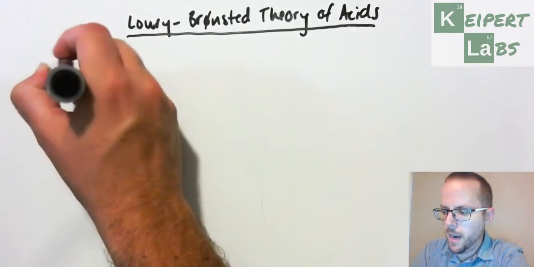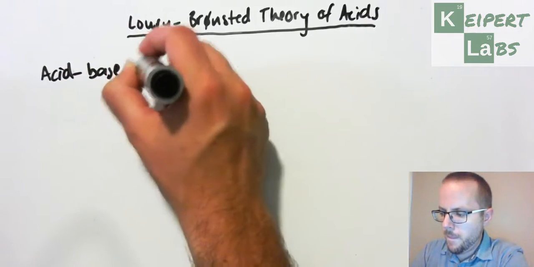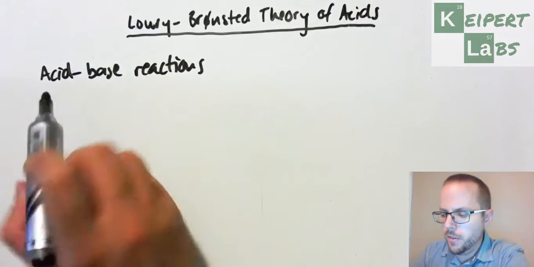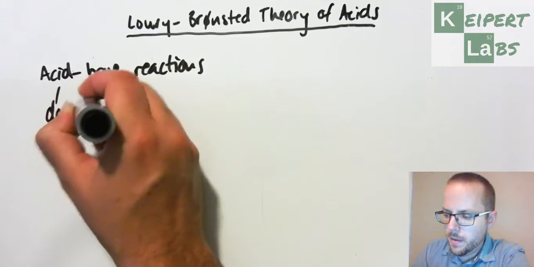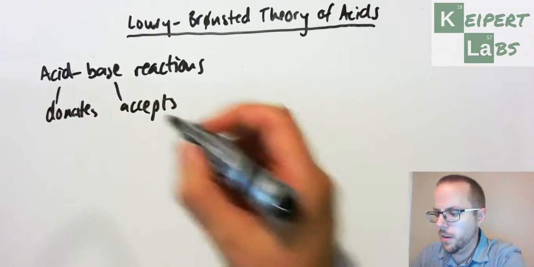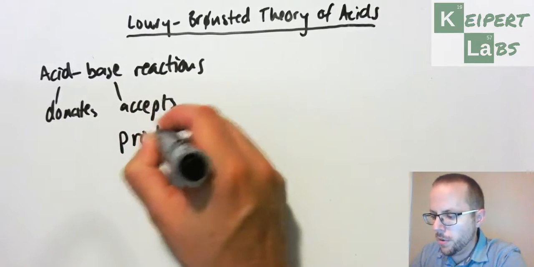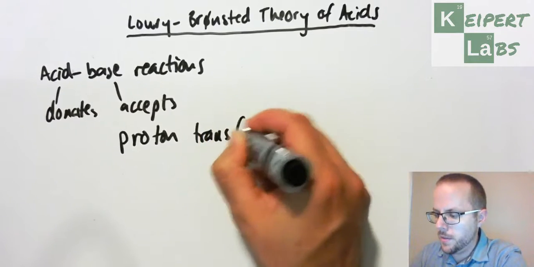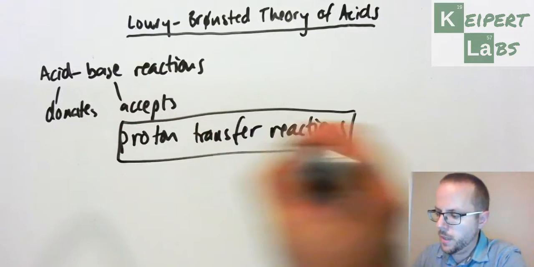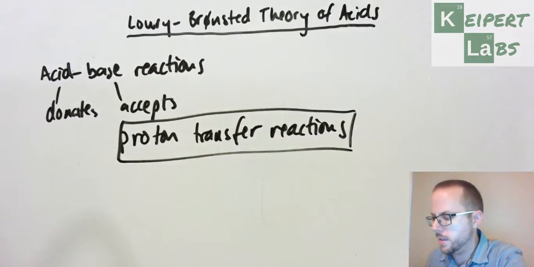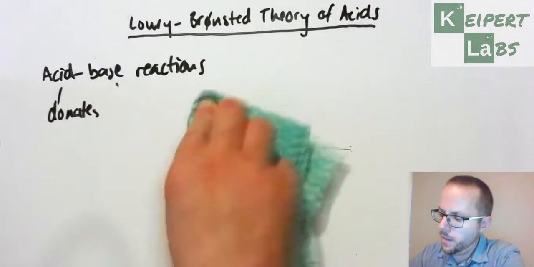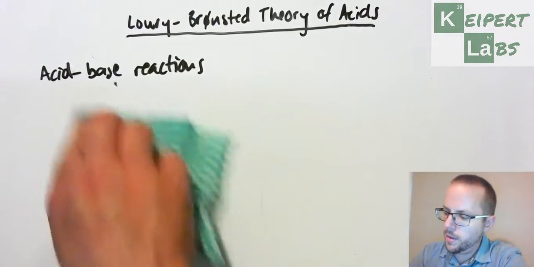So thinking about acid-base reactions, because an acid is something that's donating a proton, and a base is something that accepts, acid-base reactions in this theory of acids and bases are also often known as proton transfer reactions, because they involve the transfer of one proton from one substance to another. Okay, so proton transfer reactions. I'll give you a couple of quick examples.